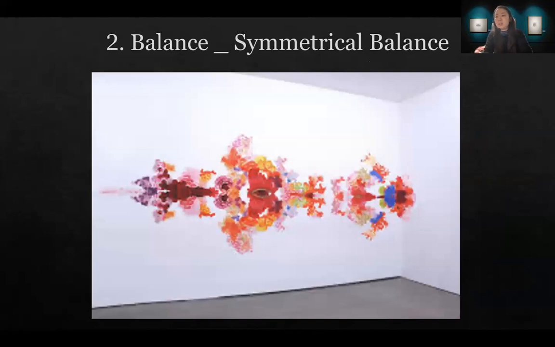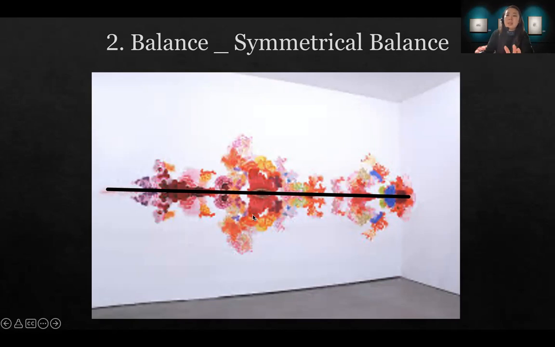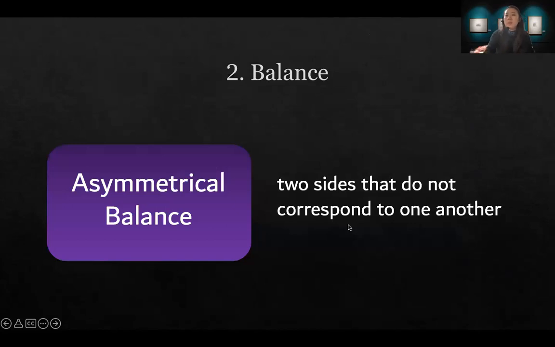And here's another example. There is an imaginary horizontal axis in the center of the work, and the top part of the axis corresponds to the bottom part. So this is symmetrical balance. And let's see the asymmetrical balance now. So asymmetrical balance is when two sides do not correspond to one another in size, shape, and placement.